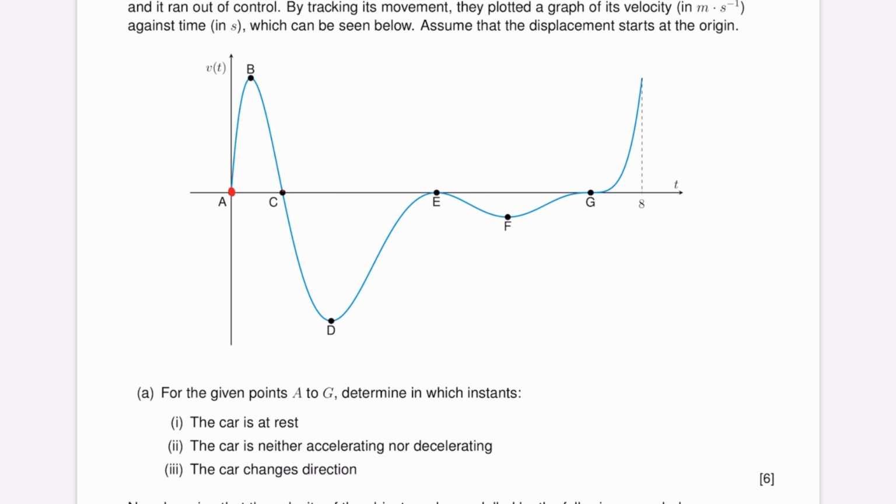What does it mean to be at rest? Well, the velocity is equal to 0. In that case, the graph should either be crossing or touching the t-axis, which means, in this case, points A, C, E, and also G.